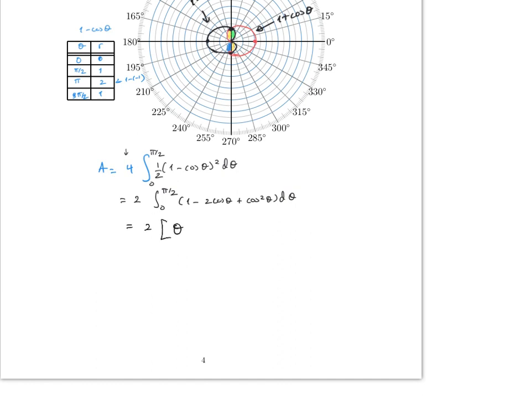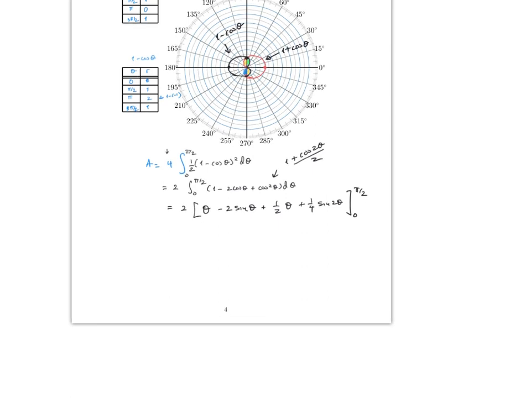the integral of this, which will be theta. Then this is minus 2 sine theta. And we integrate this part. Remember this one was 1 plus cosine 2 theta over 2. So this will give you 1/2 theta, and this will give you 1/4 sine 2 theta. And all of this will go from 0 to pi over 2. And that will be the area.